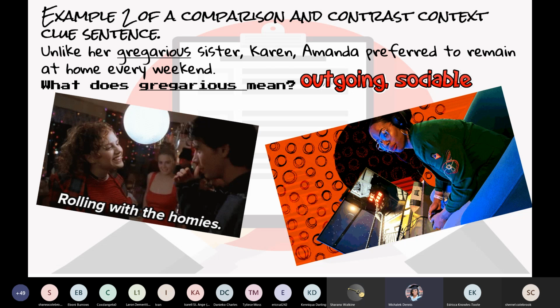Okay, so example two of a comparison and contrast context clue sentence. Unlike her gregarious sister, Karen, Amanda preferred to remain at home every weekend. What does gregarious mean? What do you think gregarious means? Any answers yet? I don't see anything pop up on the side of my screen as yet.